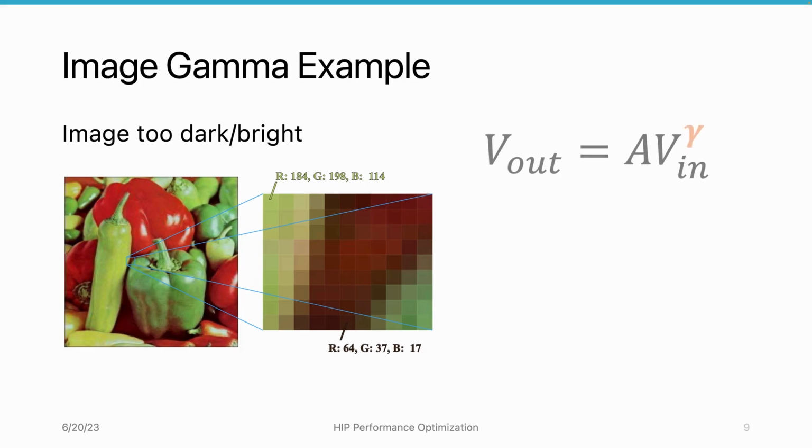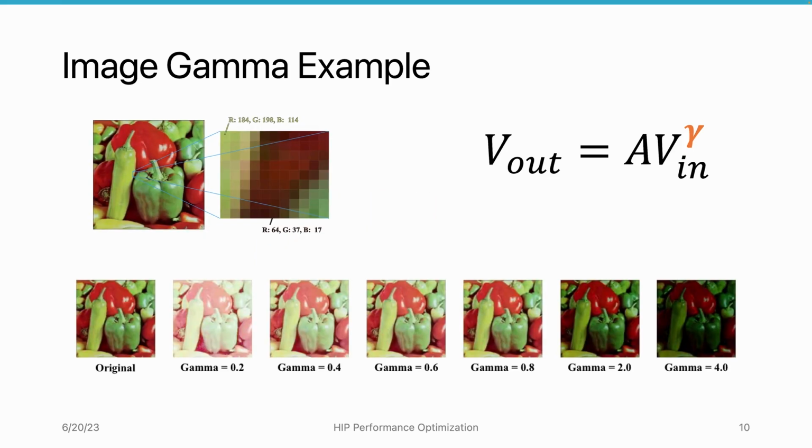Then we can use this equation, V out equals A times V in to the power of gamma, to tune the brightness of the picture. Here, A is a parameter we typically set to 1, and gamma is something we can tune. Consider V in and V out as numbers between 0 and 1. If gamma is 1, then the output will equal the input. If gamma is 2, the number will become smaller and the image will become darker. As we can see from this series of pictures, the smaller the gamma, the brighter the image will be. Using this algorithm, we can tune the brightness of an image.